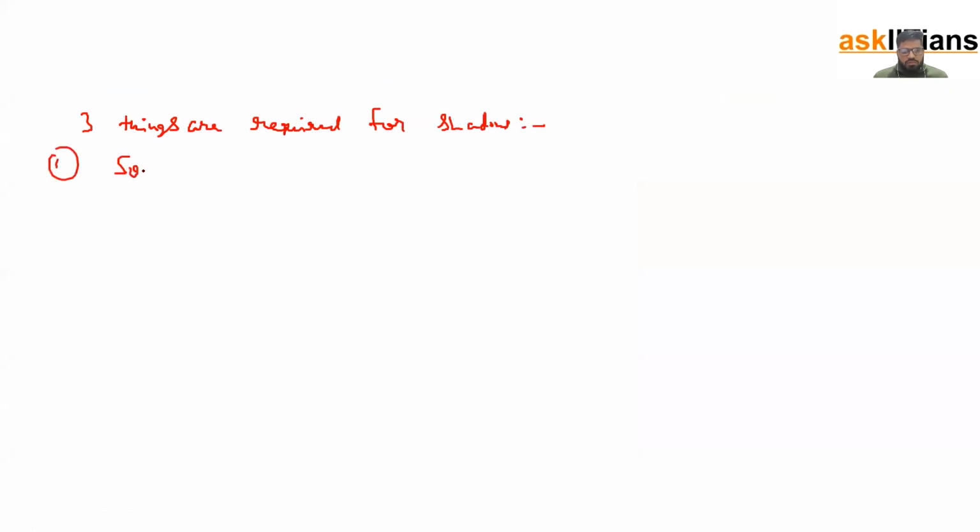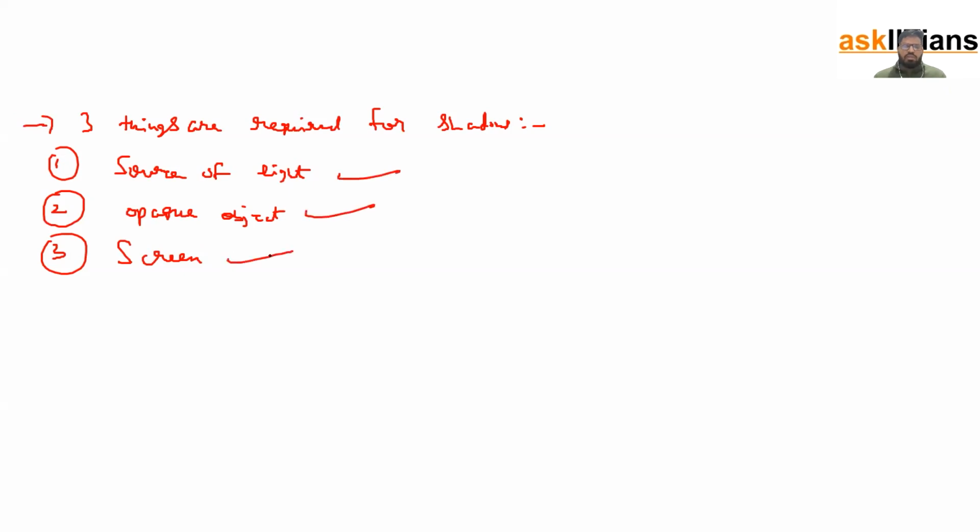First one was the source of light. What was the second one? The second one was the opaque object which will obstruct the light. And the third one is the screen on which the shadow will be observed. The screen can be anything, a cloth, cardboard sheet, building, wall, anything. But there are basic necessities of a screen also. So all these three things are required for formation of shadows.